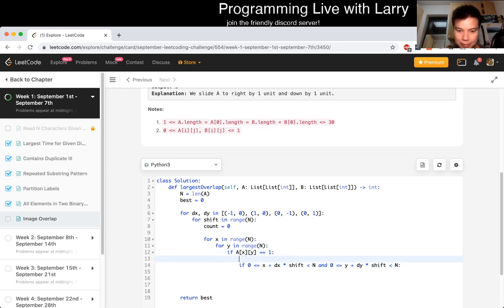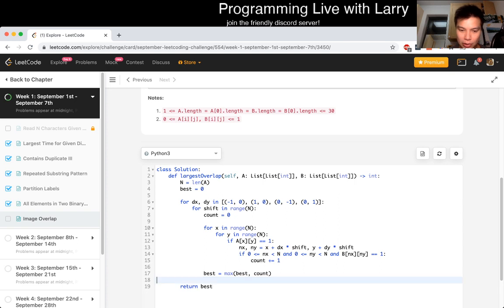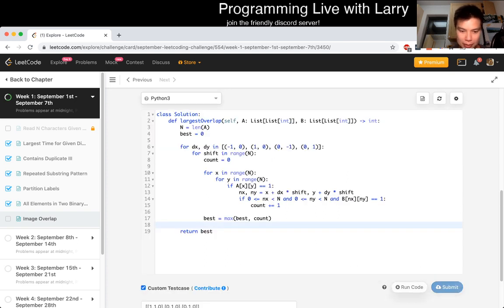I guess we should put it in a variable. Okay, fine. And now we just have to check whether that's also a 1. If P of nx and ny is equal to 1, then we just increment count. And then we take the best, the max of count. I think that should be it if we have to go only in one direction. But let's give it a look.